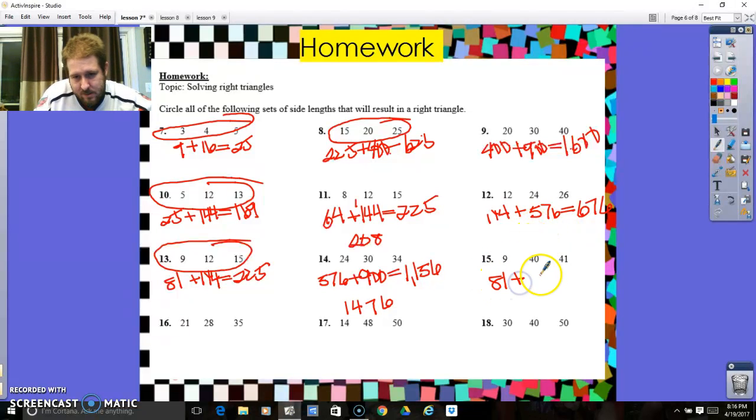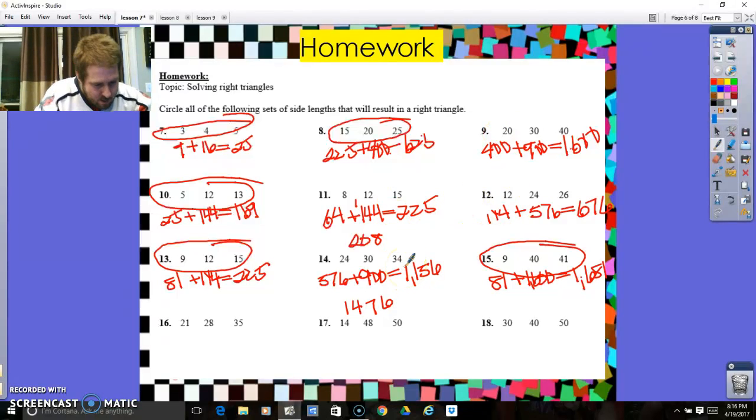81 plus 1,600 equals, let's see, 41 times 41 is 1,681. And that is true. That is a right triangle. So it looks like just these 4 so far.